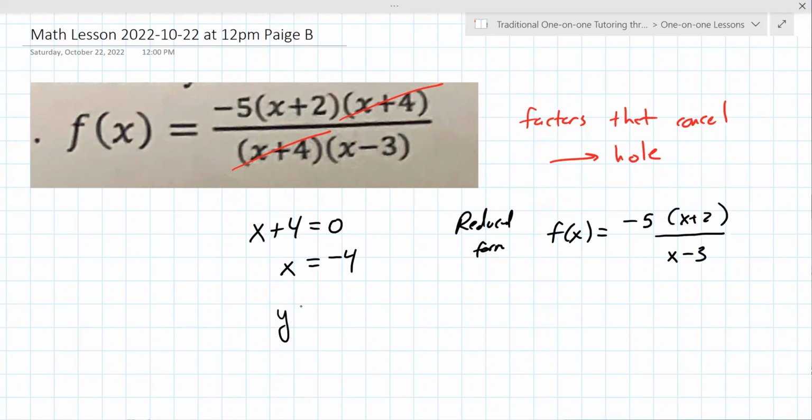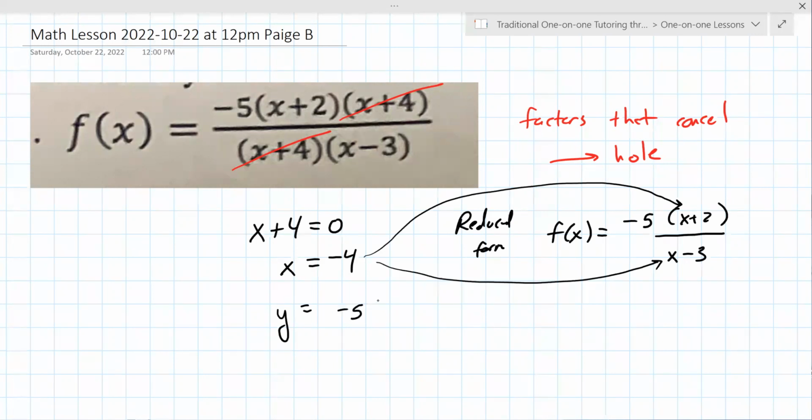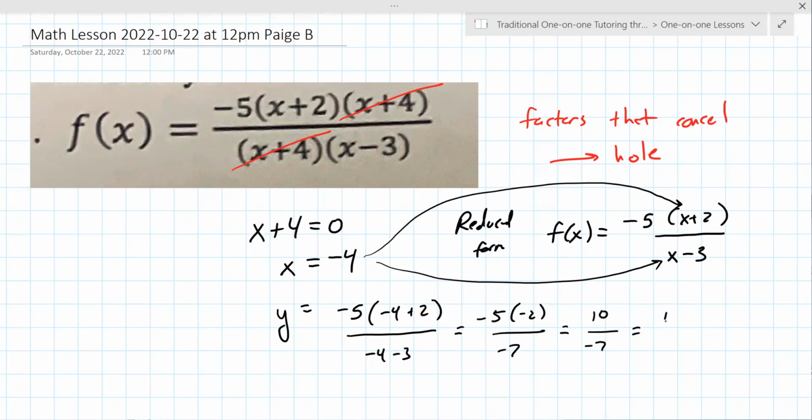And you need the y value of the hole also. It's not just an x, it's an x and a y, it's a coordinate. And you get that by taking this x value and plugging it in for x in the reduced form. And we're mostly going to work with the reduced form at this point. So it's good to just think, okay, this is what I've got to work with. So that's -5(-4 plus 2) over (-4 minus 3). And then you just got to reduce some fractions and be careful with signs. So it's 10 over -7, which isn't a great number, or -10 over 7.